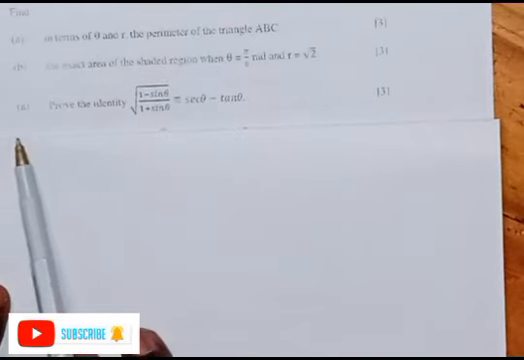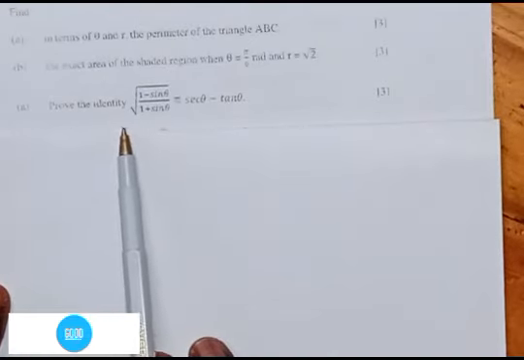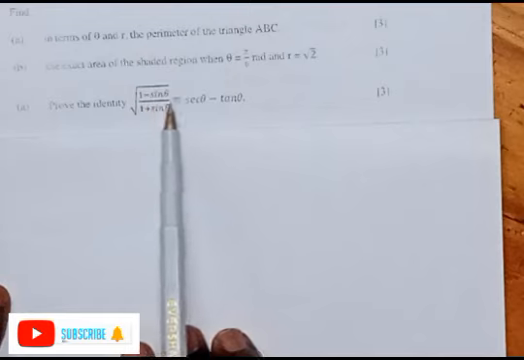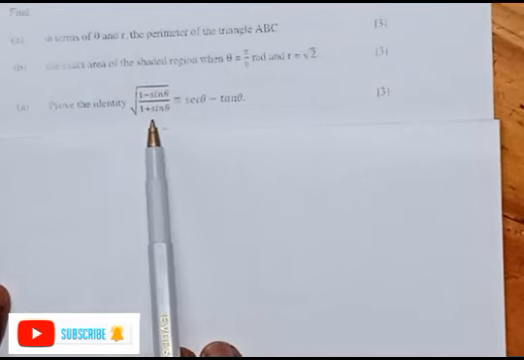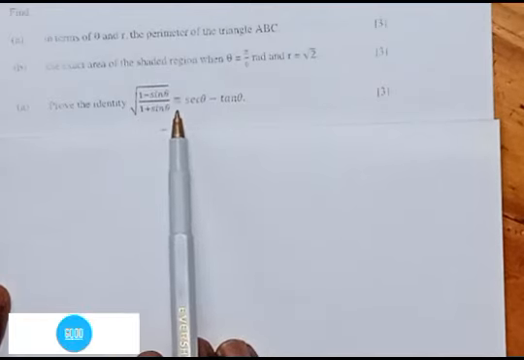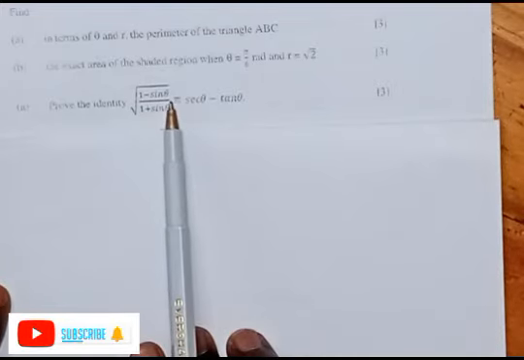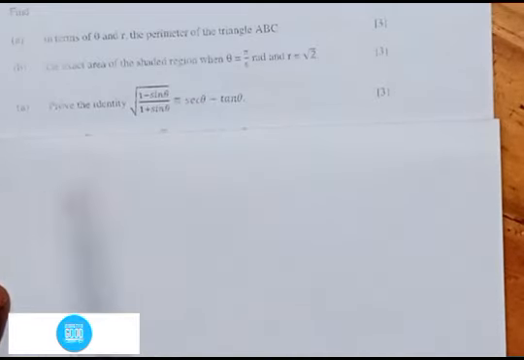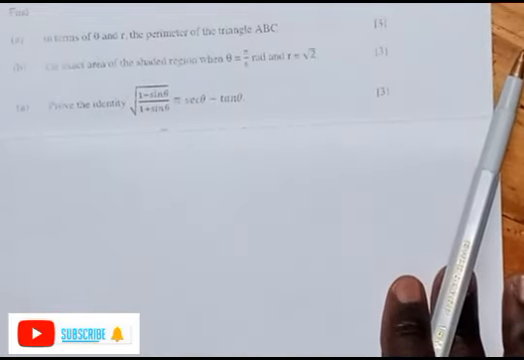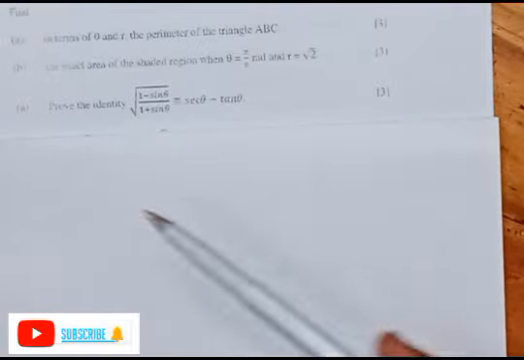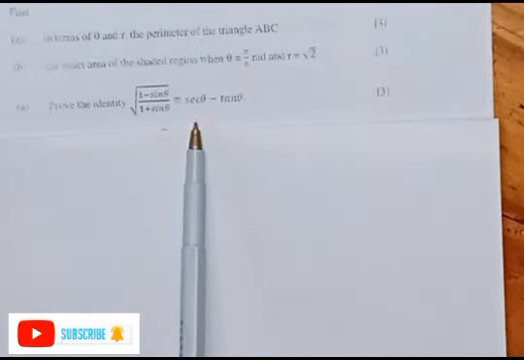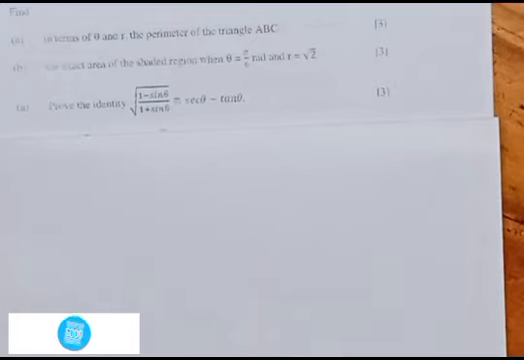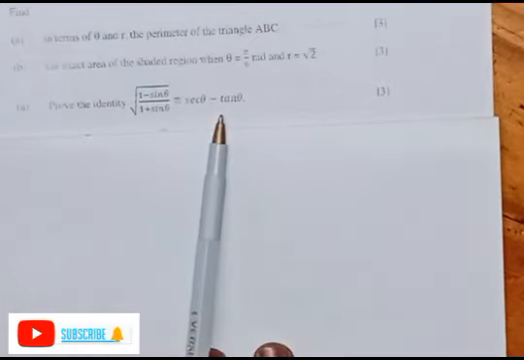The question says, prove the identity: the square root of (1 minus sine theta over 1 plus sine theta) is identical to sec theta minus tan theta, which is 3 marks. In order to prove this identity, you can choose the simplest side and simplify it so that the left hand side should be equal to the right hand side.